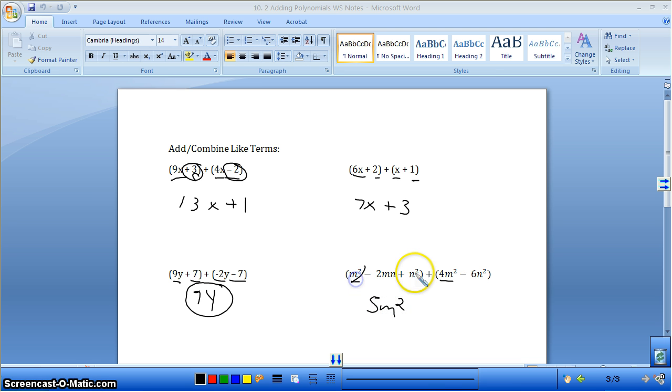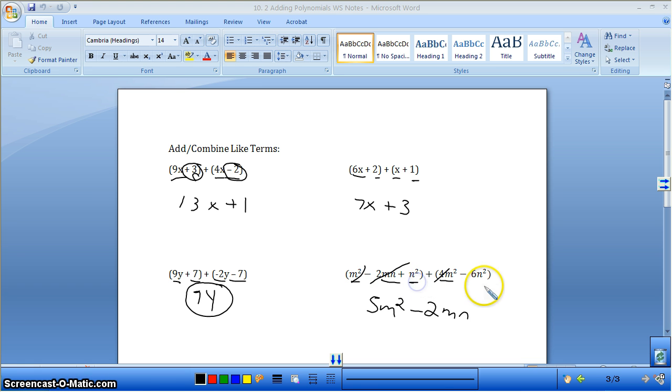Okay, let's cross this off here because we're done with it. Do you have an m and an n over here? Okay, you do not. So you're going to just drop this down into your answer. Take the sign with it. It's a negative. So it's negative 2mn. Okay, we're done with that.